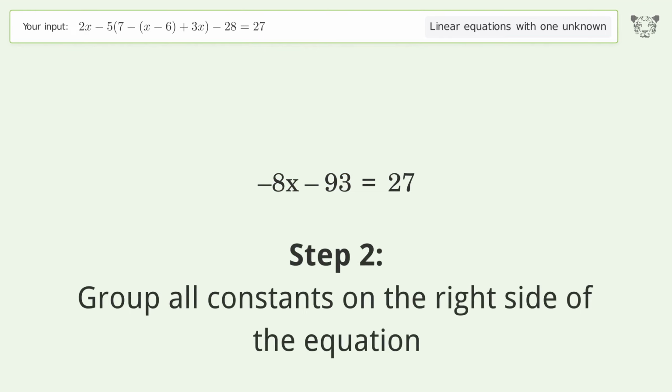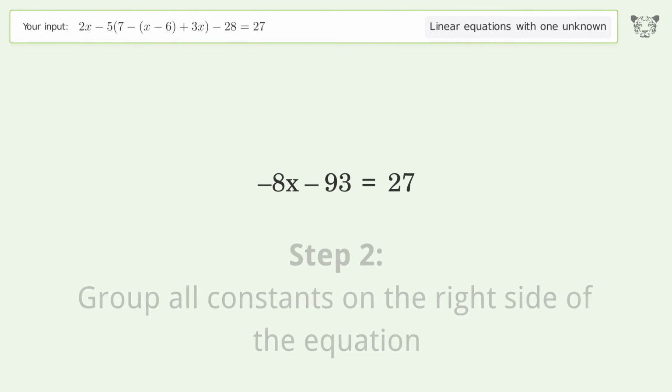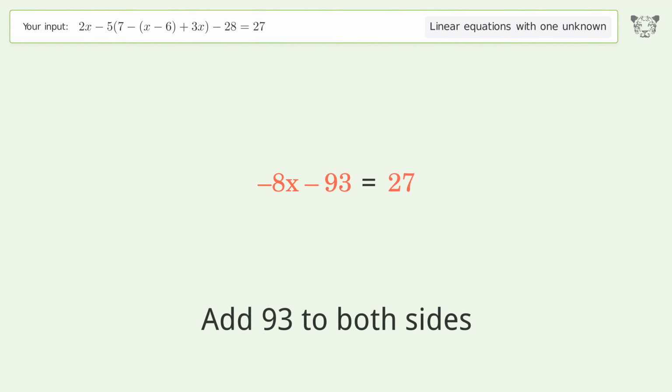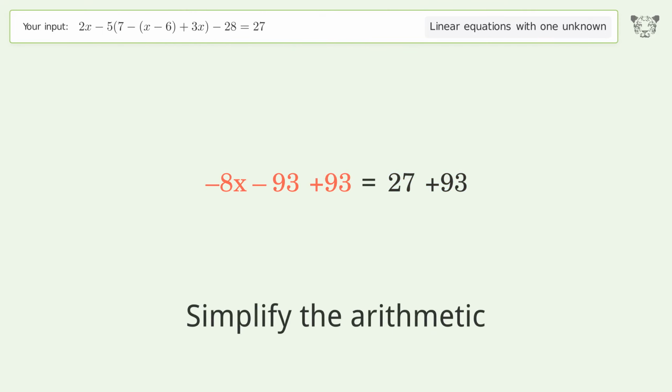Group all constants on the right side of the equation. Add 93 to both sides. Simplify the arithmetic.